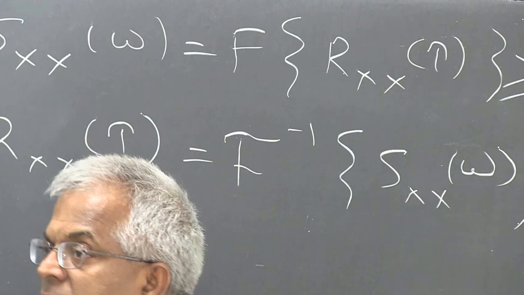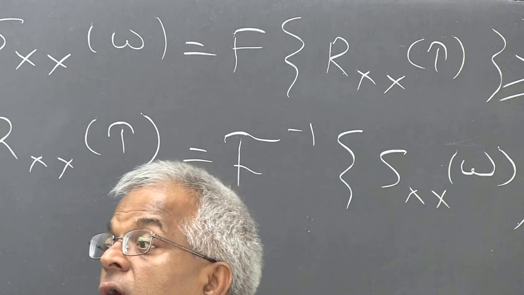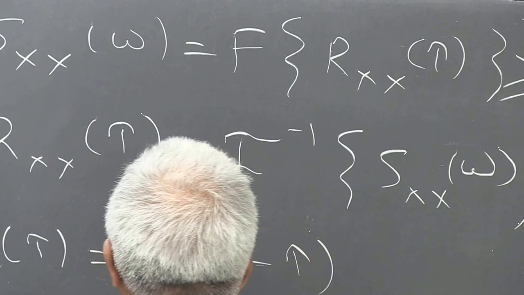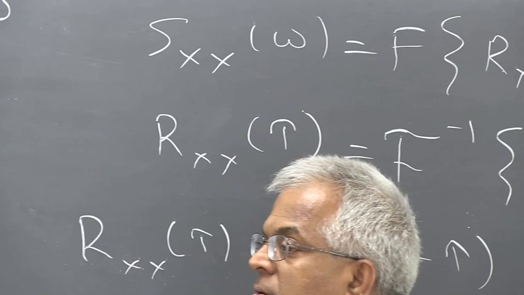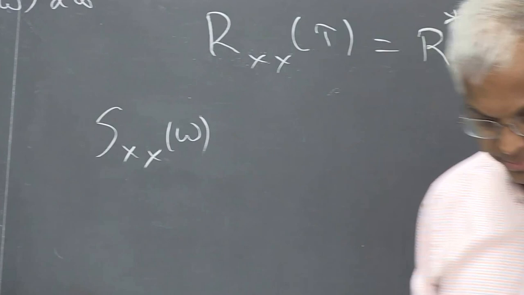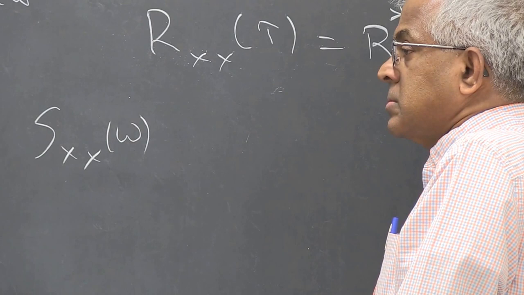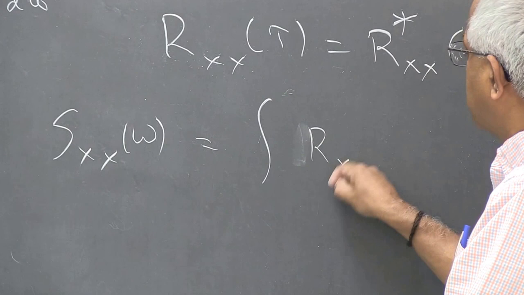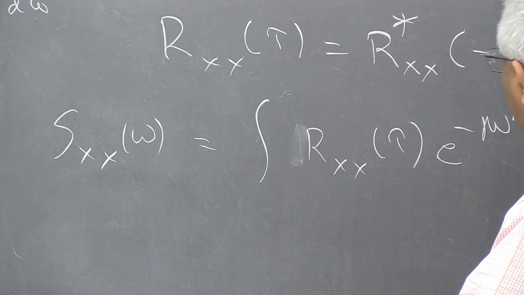Now, a few properties. All the properties of the Fourier transform are applicable here. So, remember, Rxx of tau has this property, Rxx of minus tau star. Let's see what is the implication on Sxx of omega? So Sxx of omega is the integral of Rxx of tau e raised to minus j omega tau d tau, from minus infinity to plus infinity.